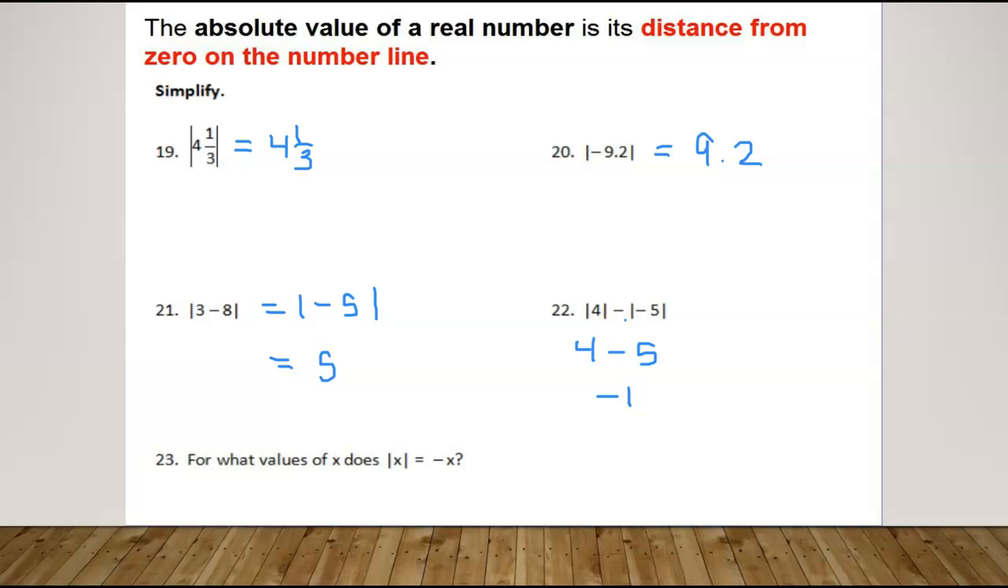Is there a value of x in which you could take the absolute value and it equal a negative x? Yes. Perfect. Yes, there is one value in this whole universe, and that value is 0. Good job.